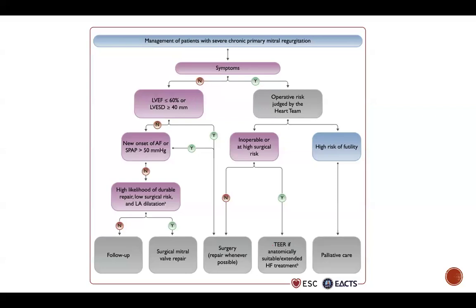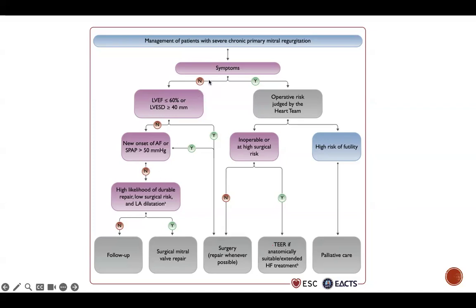Again, if we assess the LV and the left ventricle is normal size, normal function, and the patient is asymptomatic, then does the patient have atrial fibrillation? Does the patient have systolic pulmonary pressure of more than 50? If you have atrial fibrillation or pulmonary pressure more than 50, then yes, again, this is an indication for surgery with a lower level of recommendation, 2A.